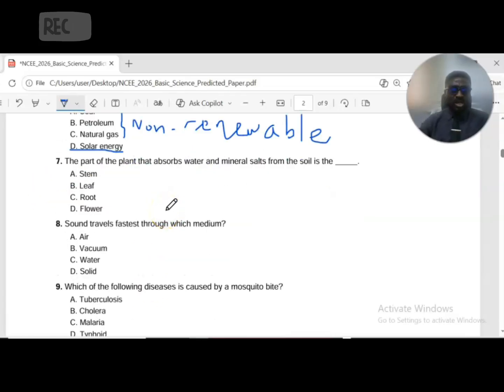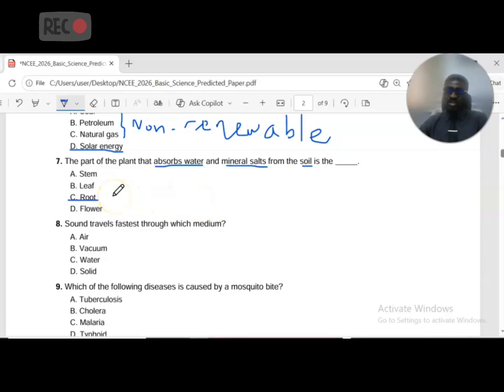Question 7. The part of the plant that absorbs water and mineral salts from the soil is the dash. If you know the parts of plant very well and their functions or their roles, you'll be able to attempt this question in no time. Is it the stem that does that job? Is it the leaf that performs that role? Is it the root or the flower? Remember the keywords here: the part of the plant that absorbs water and mineral salt from the soil. The answer is option C, roots.